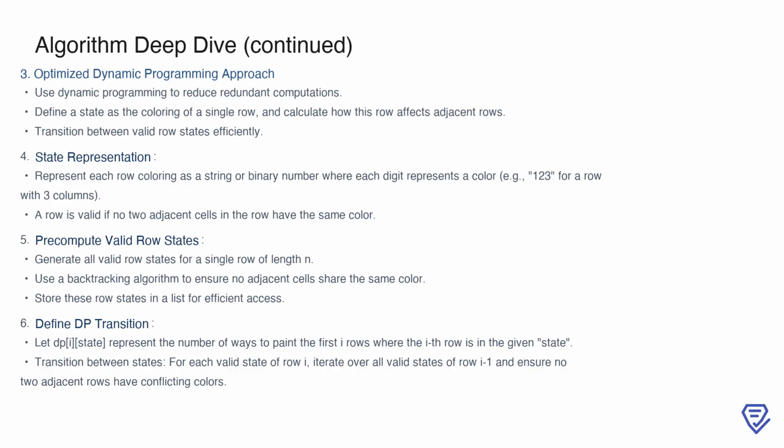With this setup, we can define our dynamic programming transitions. The DP[i][state] represents the number of ways to paint the first i rows such that the ith row is in the given state. To compute transitions between states, we iterate over all valid states of the current row and check their compatibility with the states of the previous row, ensuring the constraints are met.